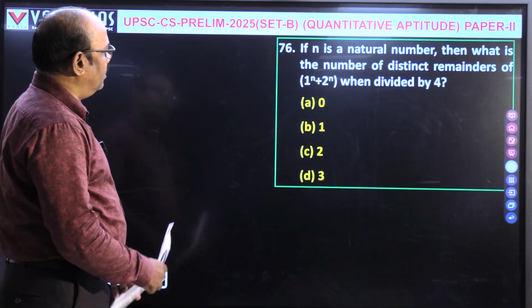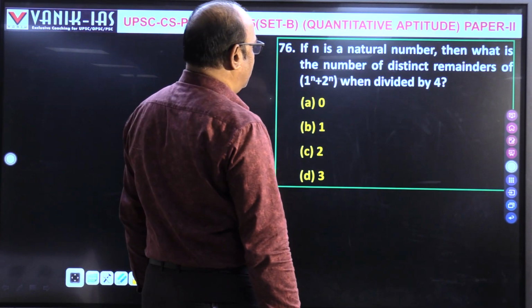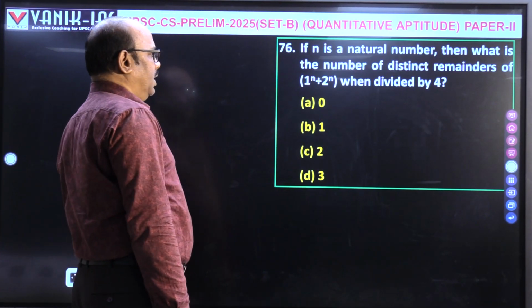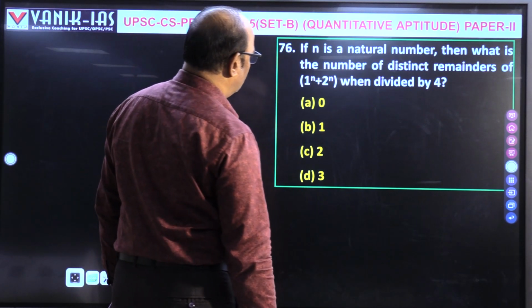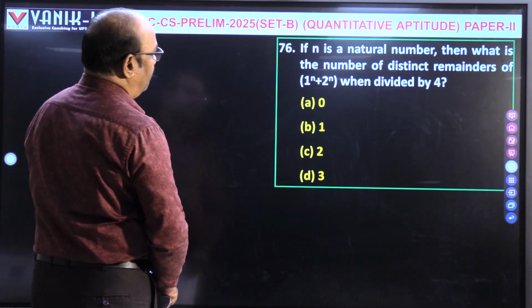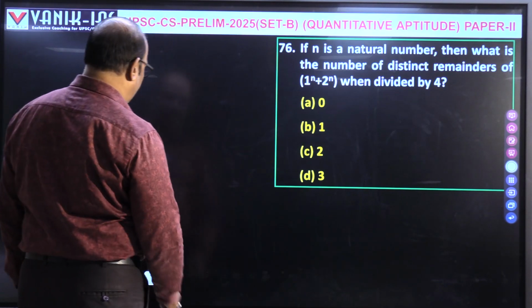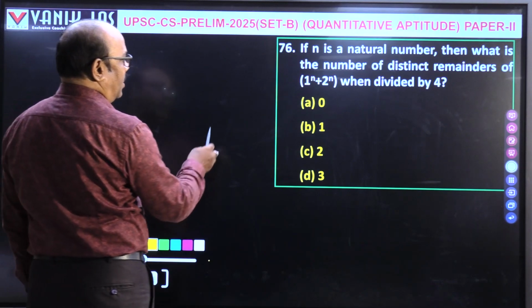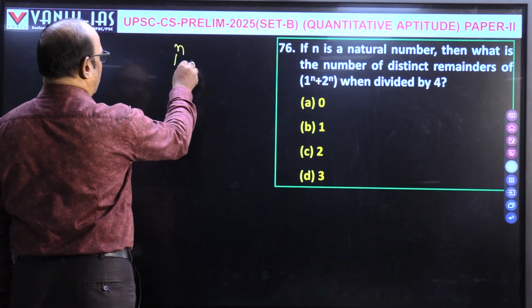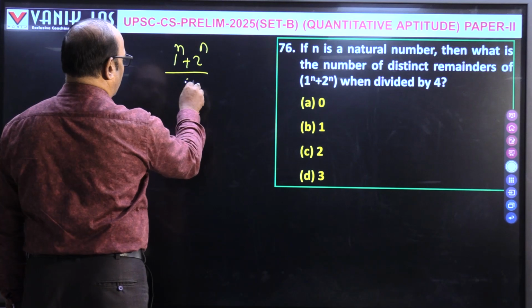Right. Next question. If n is a natural number, then what is the number of distinct remainders of 1 to the power n plus 2 to the power n when divided by 4?